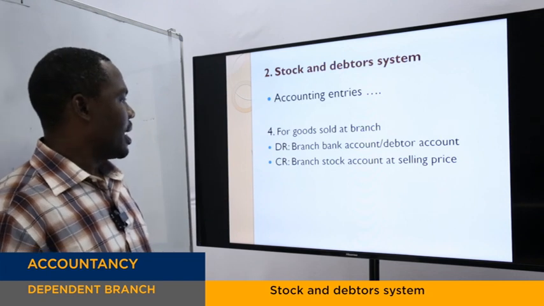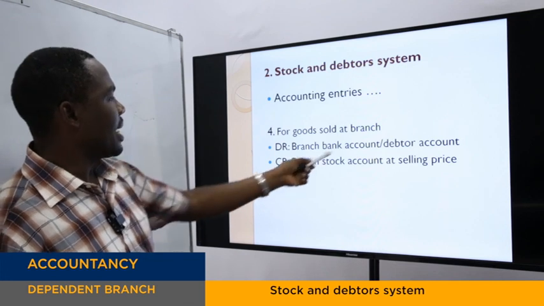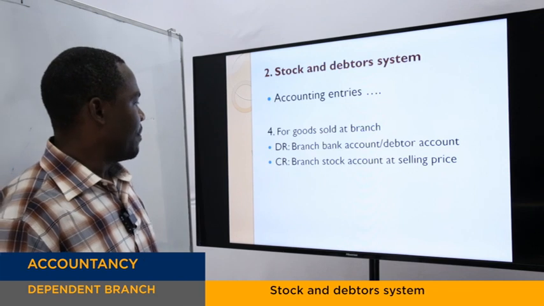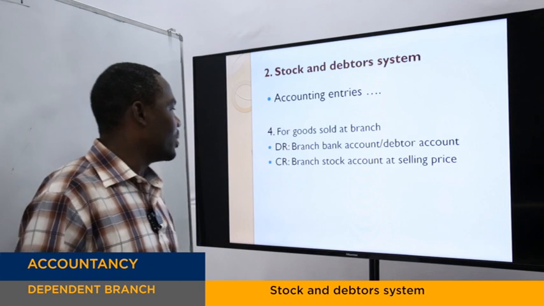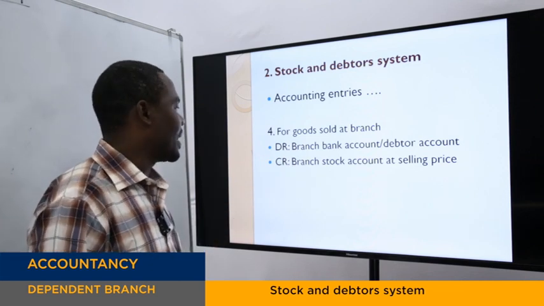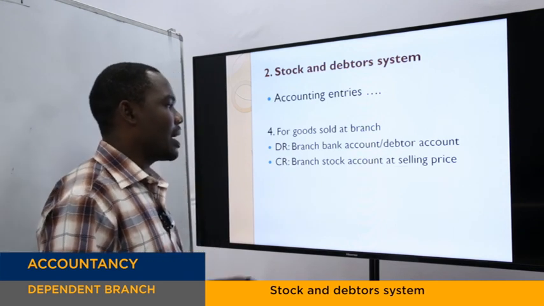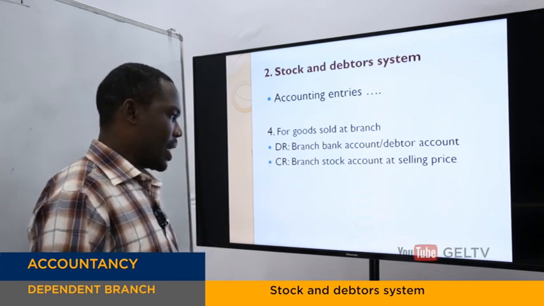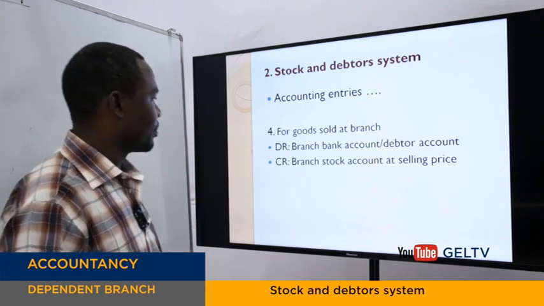For goods sold at the branch, sales by the branch may be either cash sales or credit sales. If it is cash sales, automatically you are going to debit branch bank account. And if it is credit sales, you are going to debit branch debtors account. So the double entry will be to branch stock account, and it will be both at selling price.